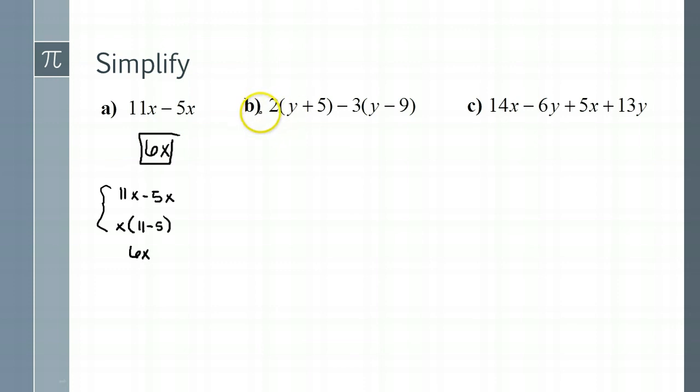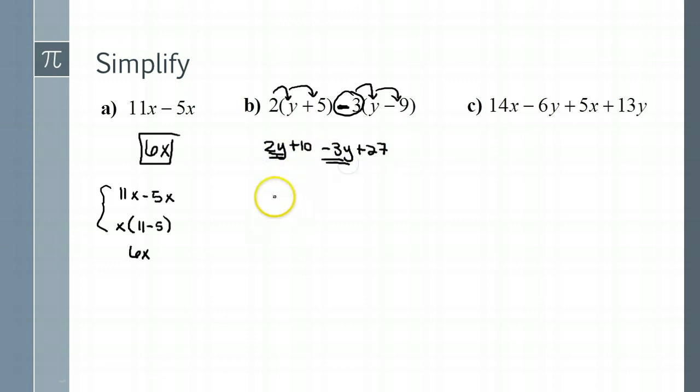So for letter B, we're going to do the exact same thing, but the first thing is we're going to have to distribute the 2, and then we're also going to have to distribute the negative 3. Please make sure this negative distributes, it's important. So we're going to have 2y plus 10 minus 3y plus 27. Then we're going to combine anything that's alike. 2y is like negative 3y, so that's going to give me negative y. 10 is like 27, so that's going to give me a positive 37.